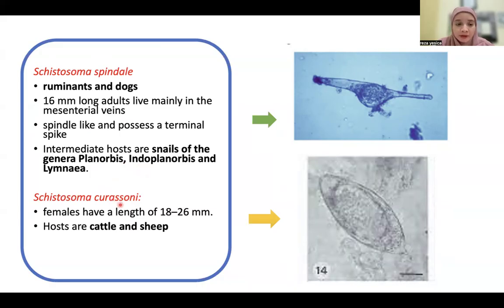And the last one we have is Schistosoma curassoni. The female is quite big, 18 to 26 millimeters. They can infect cattle and sheep. And this is the morphology of the egg. And this one is their spine.